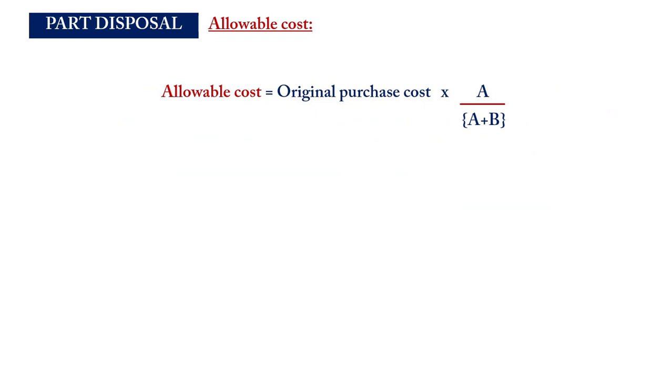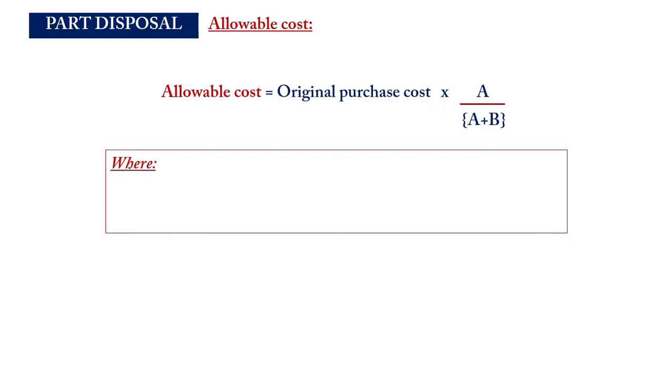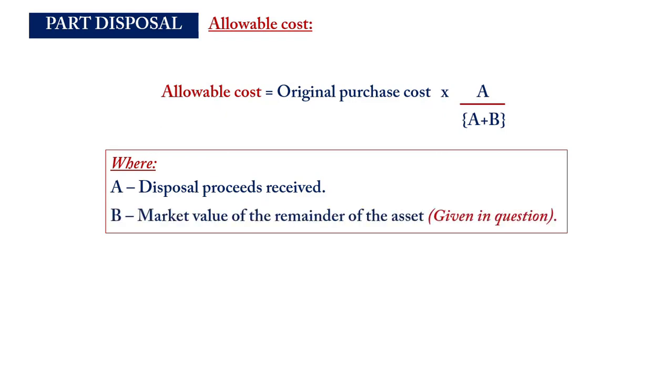So this is what is going to be taken away from the proceeds to arrive at the capital gains. Now, in order to determine the allowable cost to be attributed to the disposing part of the asset, the formula will be the original cost of the asset as a whole, so the 2 acres of land or 5 vases, times A divided by A plus B, where A is the disposal proceeds that you receive from the part of the asset that is being sold, and B is the market value of the part that is not sold. So the part that is not sold will always be given in the question.